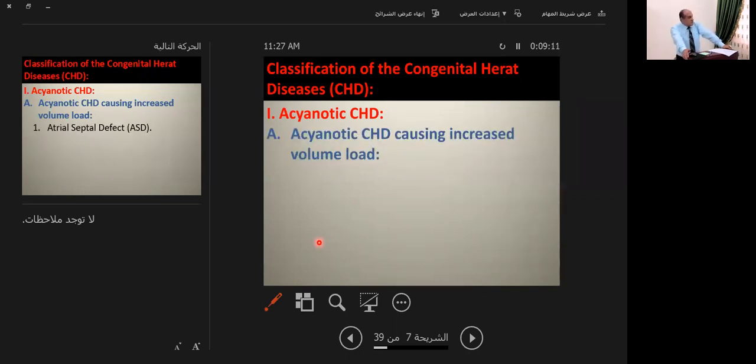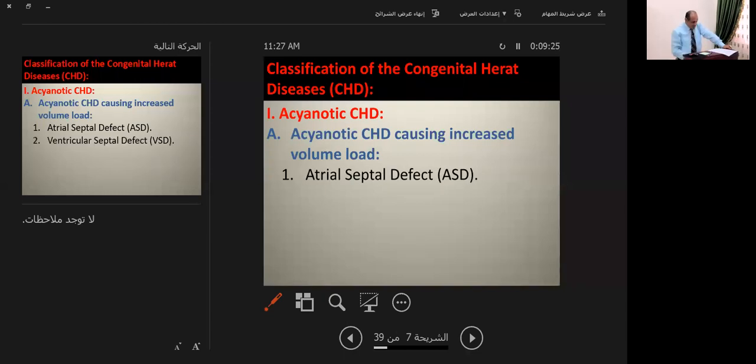Congenital heart disease is classified into cyanotic and acyanotic congenital heart disease. So we will start with acyanotic congenital heart disease. We subclassify it into acyanotic congenital heart disease causing increased volume load. That means it will cause more volume load on the heart. Okay?